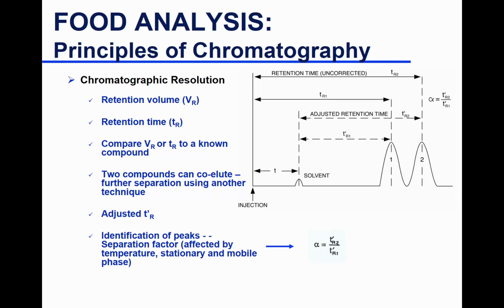If you have two compounds, 1 and 2, that were supposed to be separate but came as one peak, that means you were not able to see two, you just saw one peak. Then you have to do further separation. You can either change the gradient of your mobile phase, change the flow rate or temperature, or you have to go with a different type of chromatography altogether to separate them.